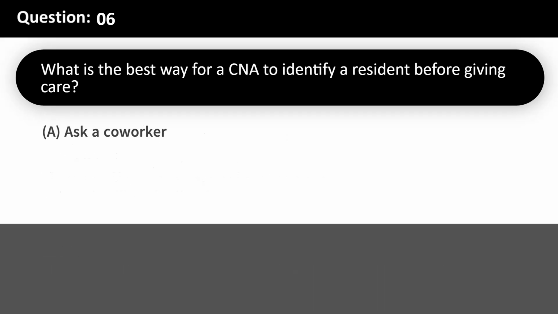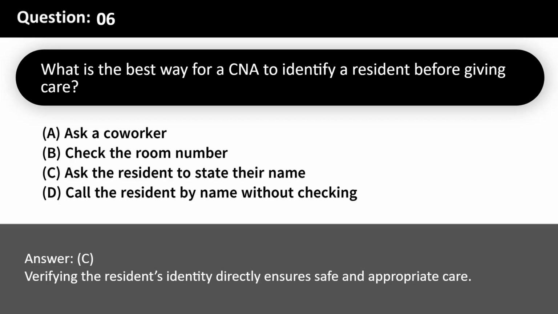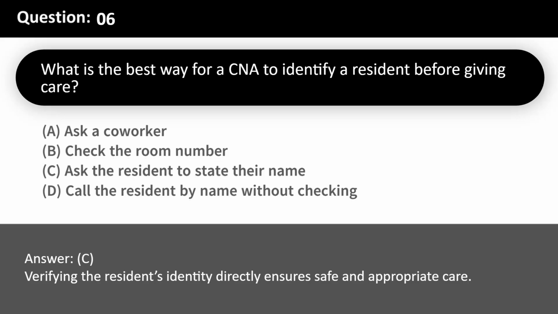What is the best way for a CNA to identify a resident before giving care? A. Ask a coworker. B. Check the room number. C. Ask the resident to state their name. D. Call the resident by name without checking. Answer: C. Verifying the resident's identity directly ensures safe and appropriate care.